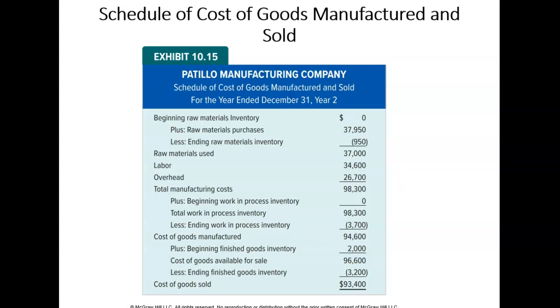You okay with that? We're going to add to that our beginning finished goods inventory. This is what you had available at the beginning of the year. That amount totaled $2,000. So our total cost of goods available for sale was $96,600. So this is the total cost of our inventory throughout the year, $96,600. Subtract from that your ending finished goods inventory at $3,200 to compute your cost of goods sold of $93,400.